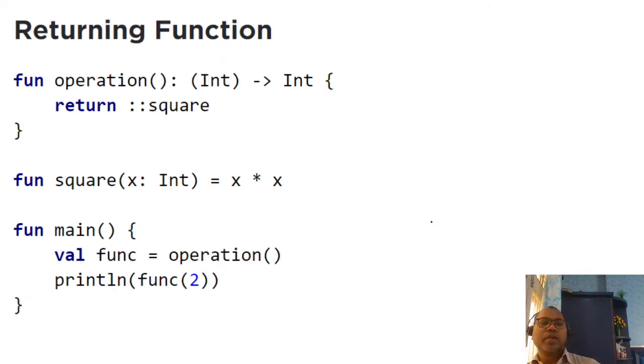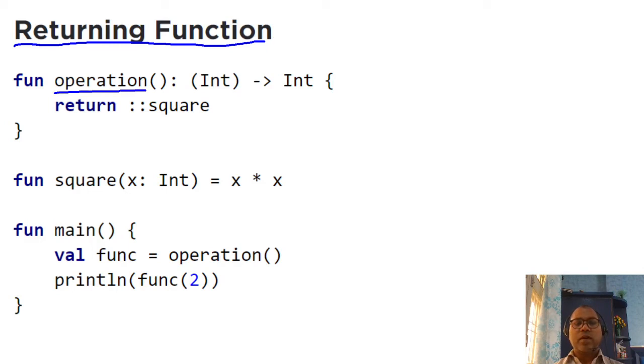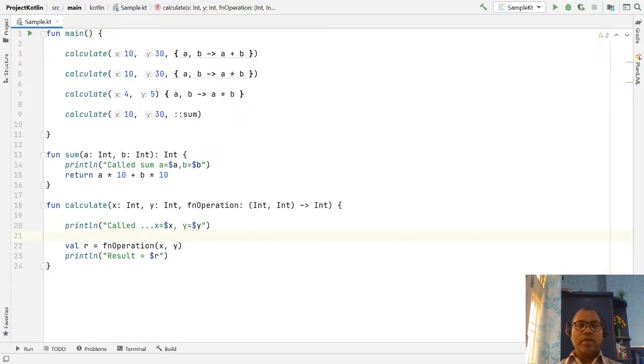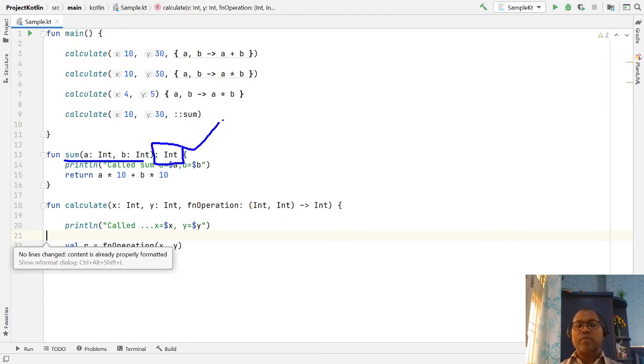Now let's take another example, where your function can return another function. Let us discuss here: we have one function, operation, that is returning a function. If you look here, we write a sum function, and the return type is an integer value. So here you can say one function can return another function.